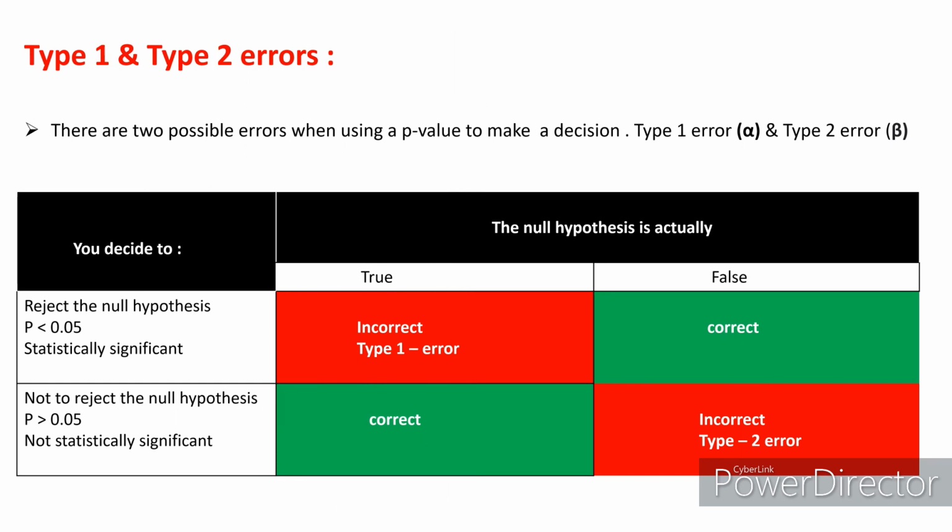And now coming to type 1 and type 2 errors. Till now we have discussed the null and alternate hypothesis, right? So based on that, there are two possible errors which can occur while using the p-value to make a decision, that is type 1 error and type 2 error. So what is a type 1 error? If the null hypothesis is actually true and you reject the null hypothesis, then we get the error that is called type 1 error. But if the null hypothesis is actually false in reality, but you fail to reject the null hypothesis, then the type of error is called type 2 error or beta error. We call type 1 error as alpha error.